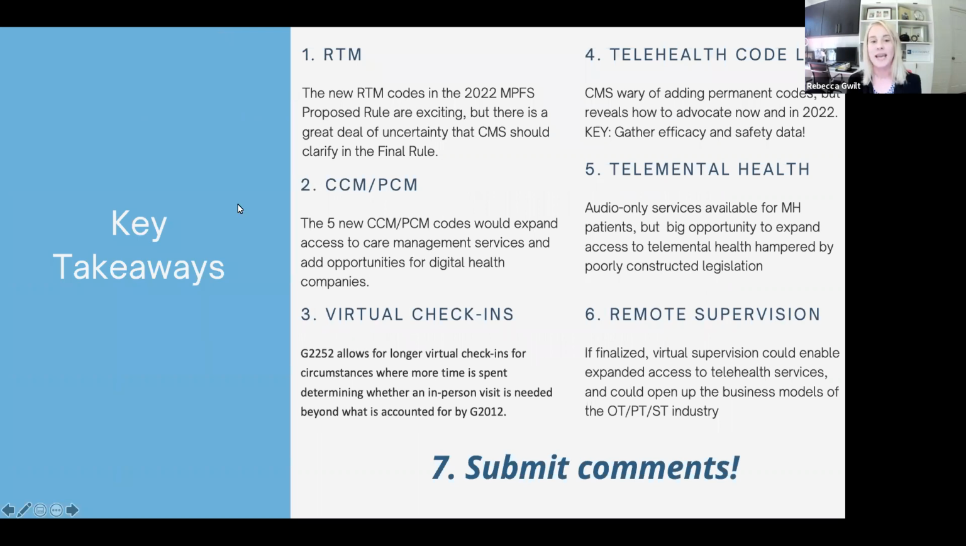So I'll hand it over to Caitlin to talk about some key takeaways, and then we'll take questions. Awesome. Yeah, so we have some key takeaways here. I'll just read through the RTM ones, and then Rima and Rebecca, if you want to take yours, that's great too.